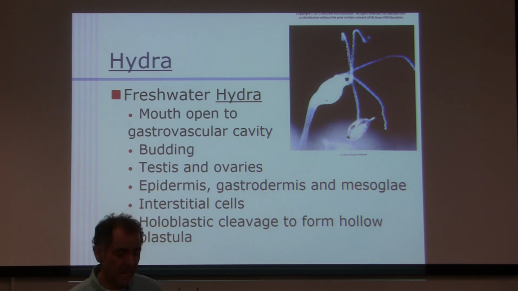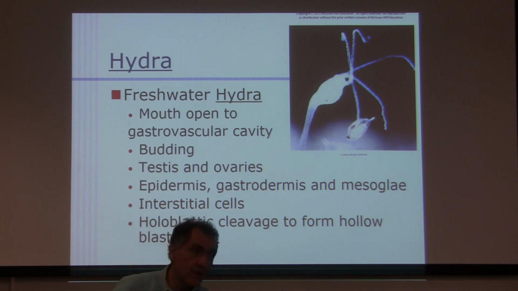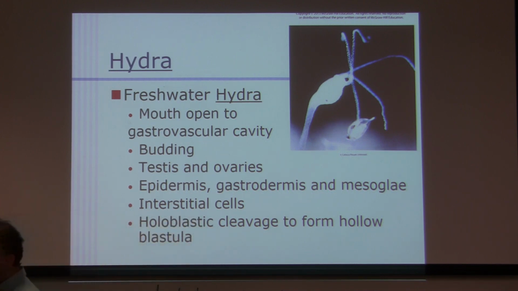That's monoecious. And what are we humans? Monoecious? No, we are not monoecious. We are dioecious. And that's the term I threw at you during the quiz. Not today. Was it today's quiz? No. Thursday. So you should be familiar with the term dioecious. Okay, so testes and ovaries, epidermis, gastrodermis, and mesoglea, interstitial cells.